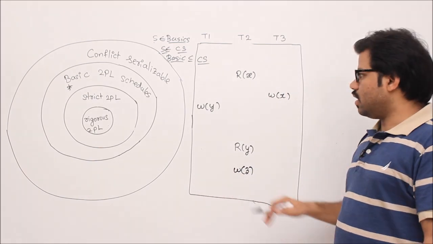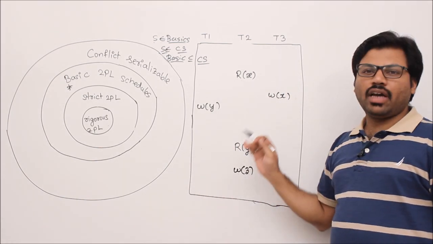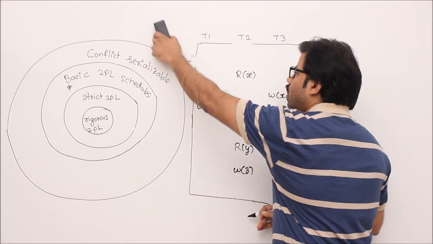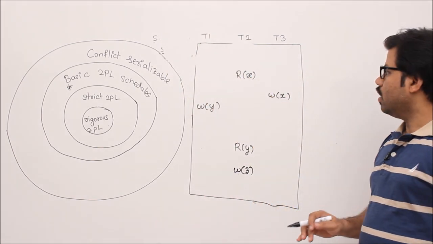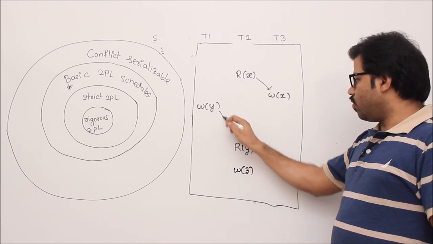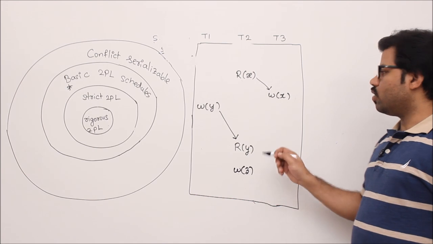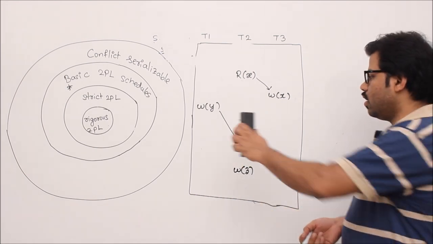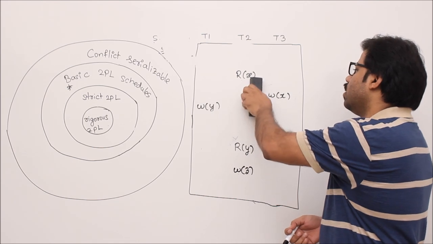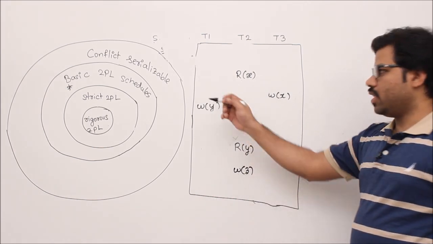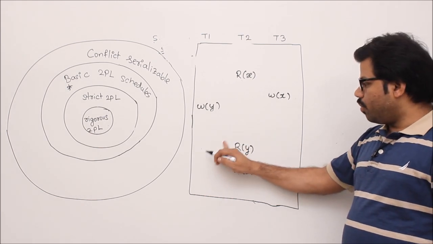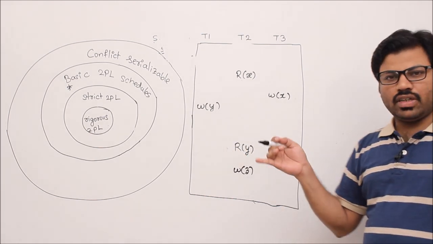So we'll see the reason. This is the schedule. This cannot be allowed under basic 2PL, but it is allowed under conflict serializability. We will see. Here there is one conflict here, a second conflict here, so there is no cycle. You can check it out, right? So this is a conflict serializable schedule but not allowed under basic 2PL. We will see why.